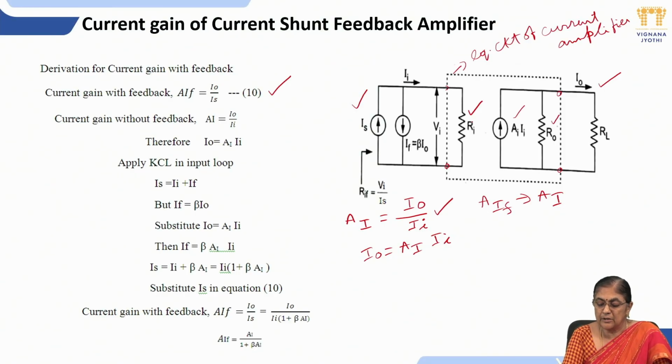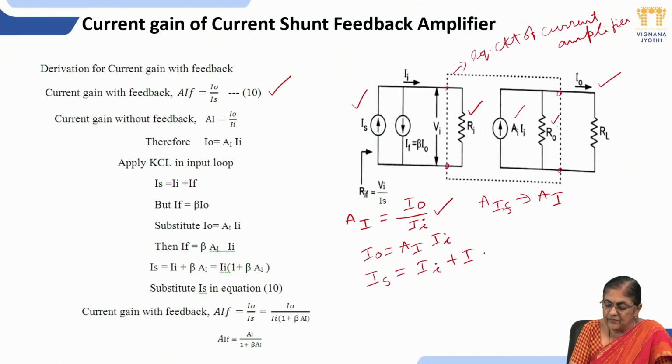By observing the input loop, how many branches are there? There are 3 branches. Current is dividing in all these 3 branches. Apply KCL in the input loop. By applying KCL in the input loop, what did you get? Is is equal to II plus IF. But IF is beta I naught. Substitute IF in this expression. You will get II plus beta I naught.